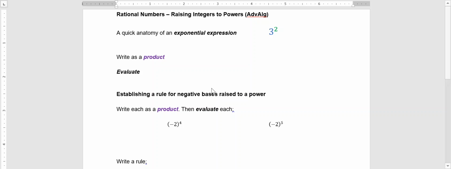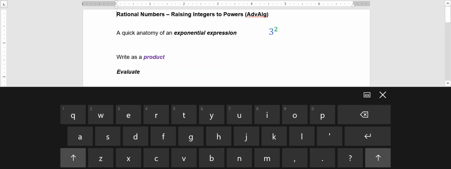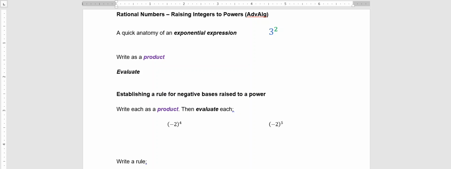So in this video, we're going to go over how bases respond to powers. And specifically, we're going to be looking at how negative bases respond to powers. So before we can do that, I just want to make sure that we fully understand what the anatomy of an exponential expression is.